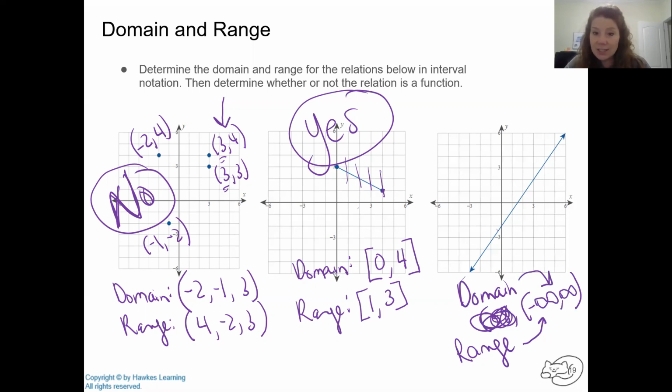And is that a function? Yes, it would pass the vertical line test. I would never go through my picture more than one place on any vertical line. So it is a function, yes.